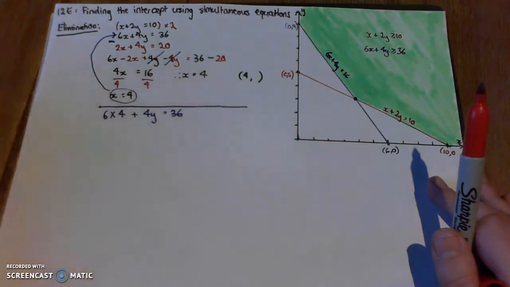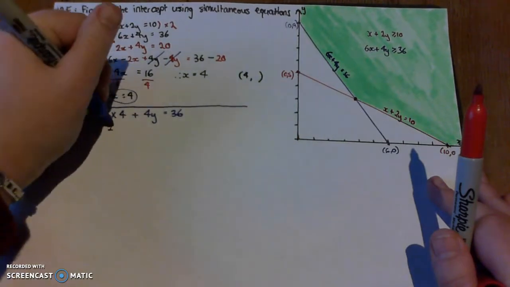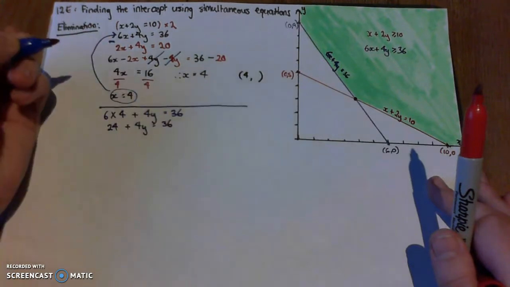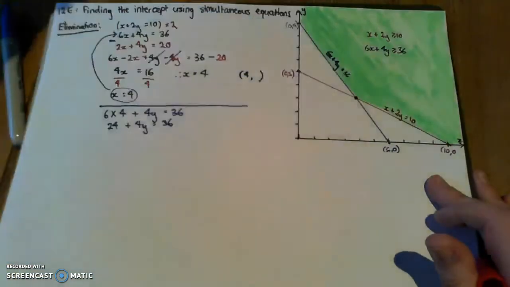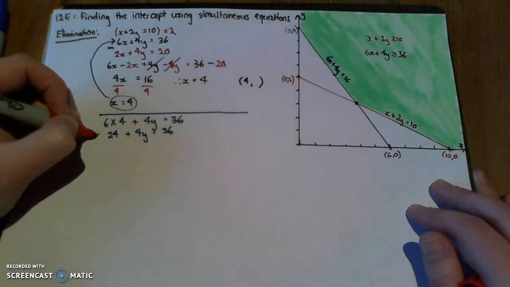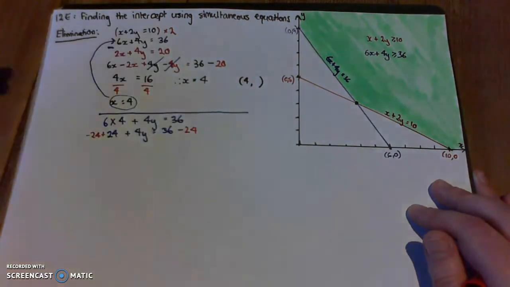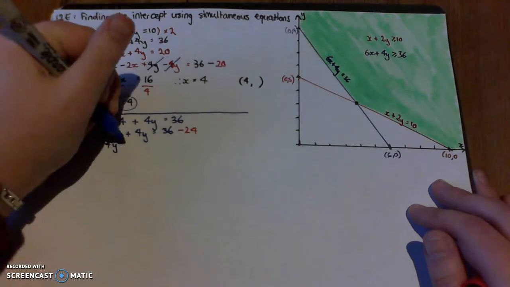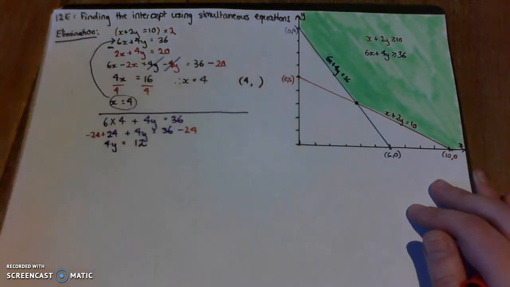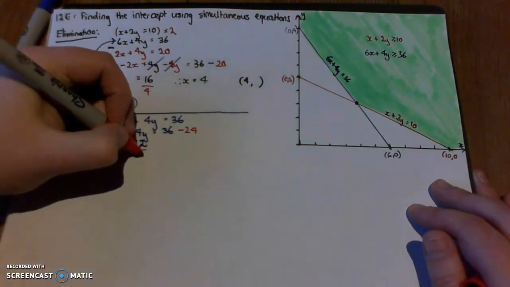We know that 6 times 4 is 24, plus 4y is 36. Oops, sorry. So we will minus 24 from this side, minus 24 from the other side, and we are left with 4y is equal to 36 minus 24, 12. We want to get y by itself. Divide both sides by 4.